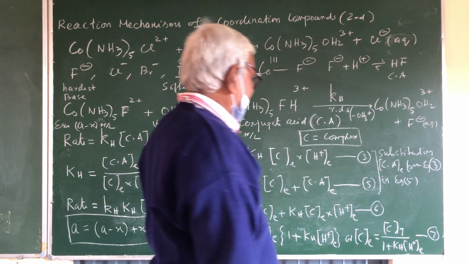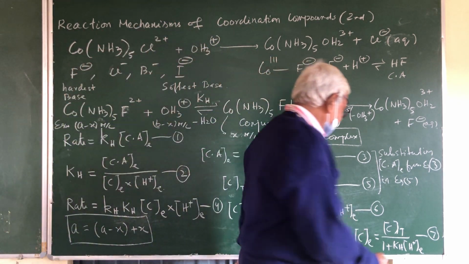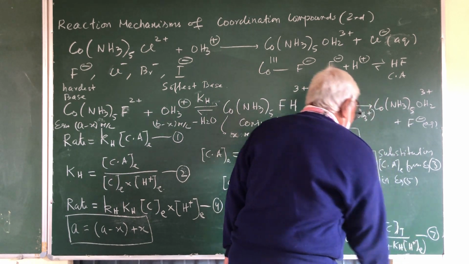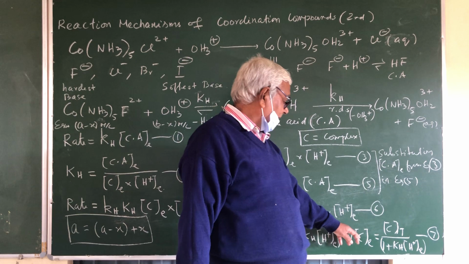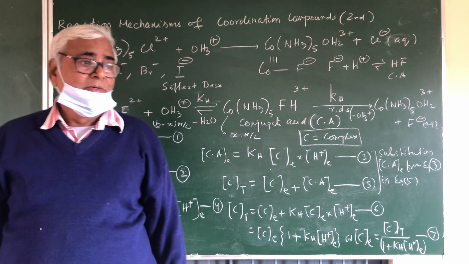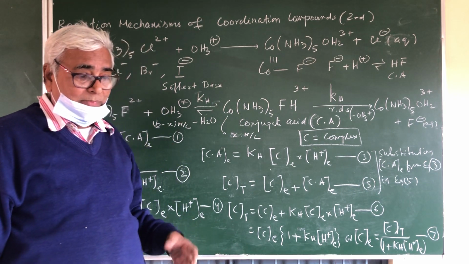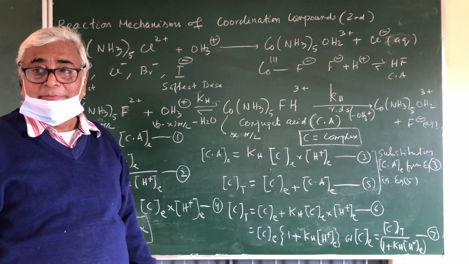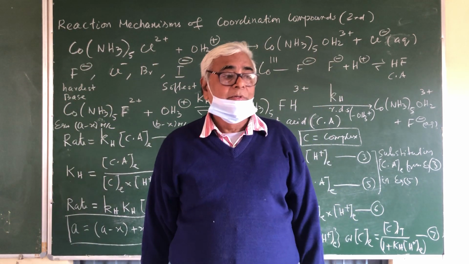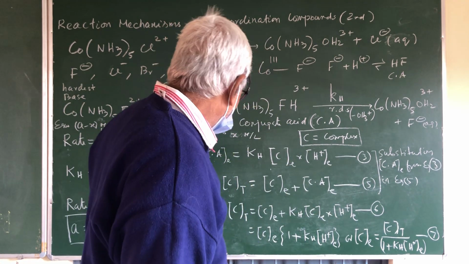Complex equilibrium will be equal to complex total divided by 1 plus KH into hydrogen ion equilibrium. Why are you converting complex equilibrium into complex total? The reason is we do not know how much complex is at equilibrium, but we know how much complex you have taken initially. Experimentally we know this. Therefore, the complex equilibrium term has to be replaced by the complex total term.